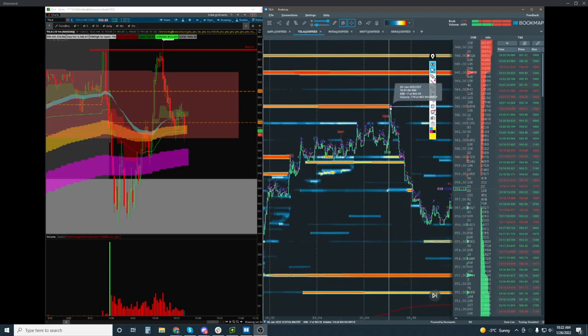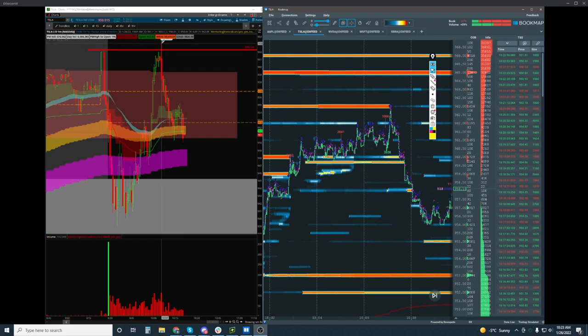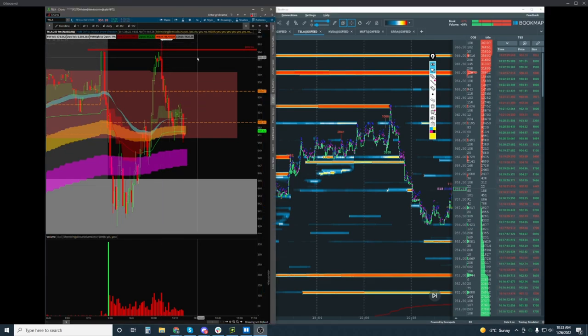So we push in this level over here, 963, which was the breakout, right? 962 and 24, right away it stops immediately. So this is something that I always avoid, buying breakouts. That's not in my DNA.